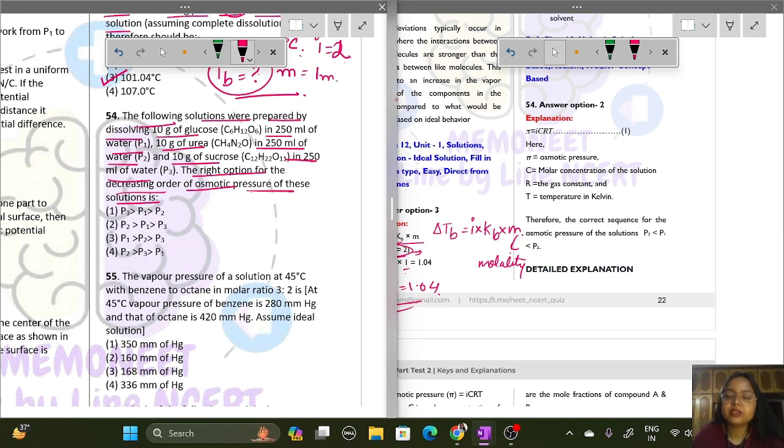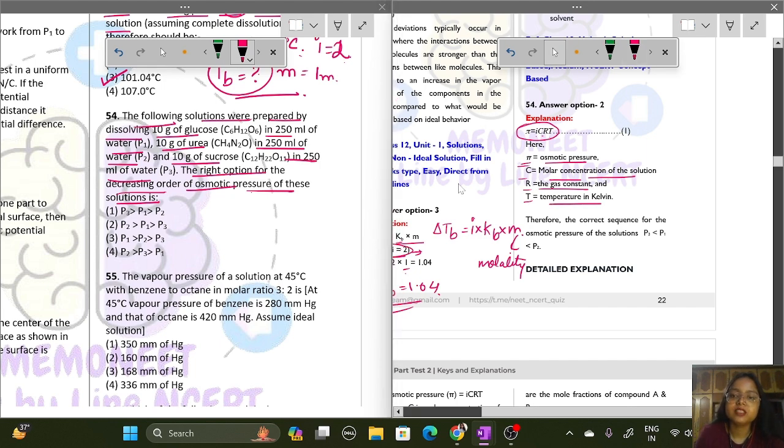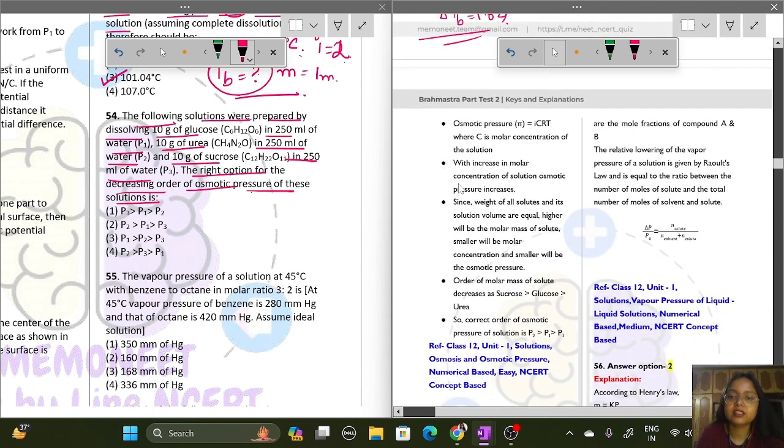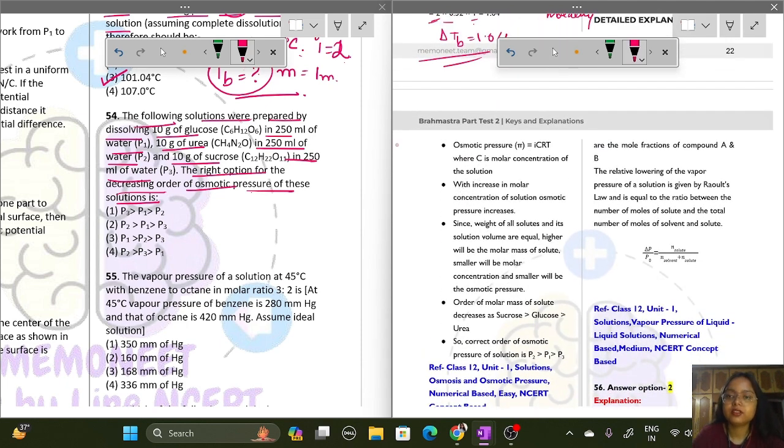We know the formula for osmotic pressure. What is the formula? Pi is equal to iCRT. Pi is the osmotic pressure, C is the molar concentration of the solution, R is the gas constant and T is the temperature in Kelvin.